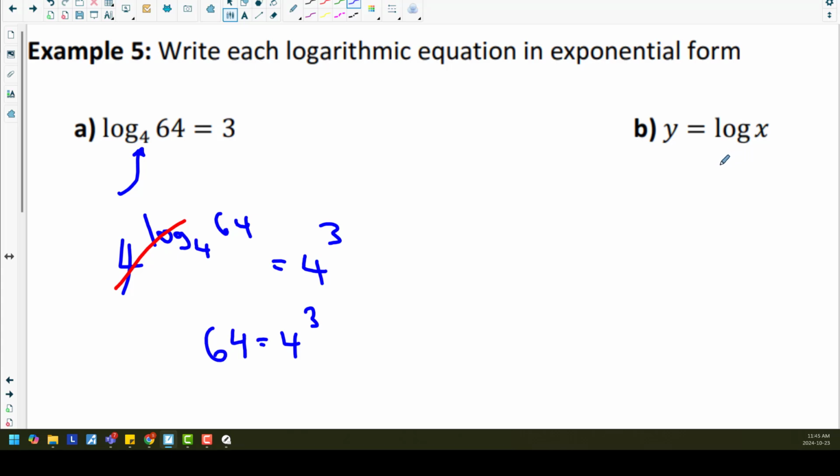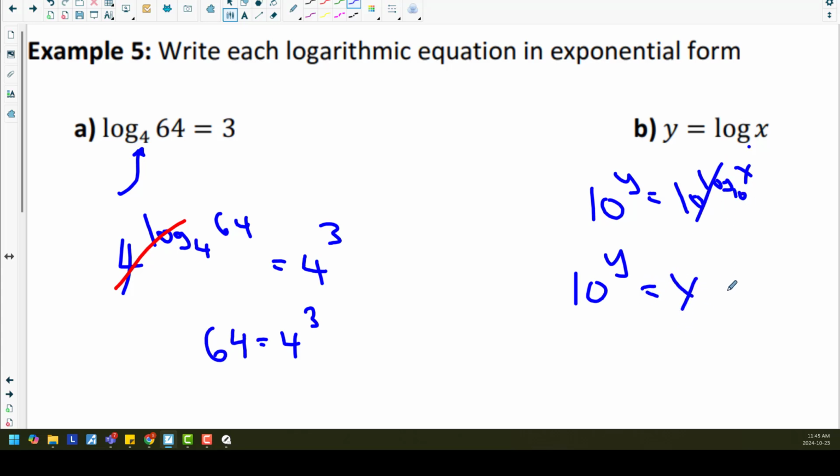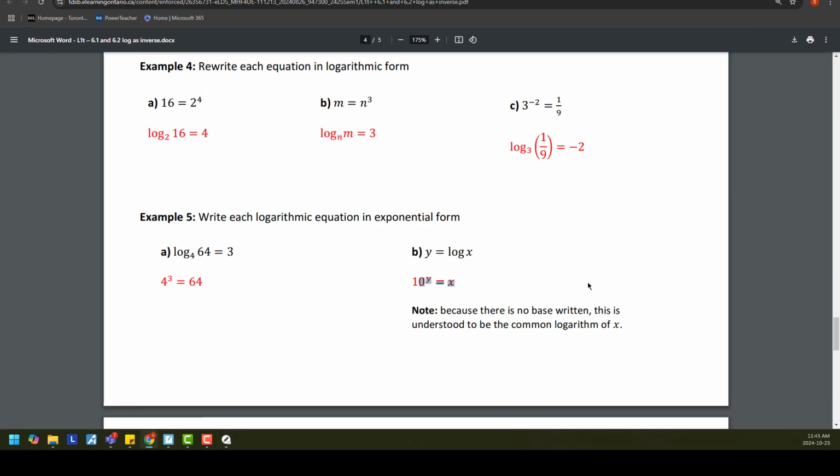When it comes to y equals log x, same thing. What's my base value for log here? If you forgot, the only time you don't write the number there is when the number is 10. So the base value is 10. So I'm going to take 10 to the power of y is equal to 10 to the power of log x. And we know that this is technically base 10. This will cancel out, and that's equal to x. So 10 to the power of y is equal to x. Basic stuff.